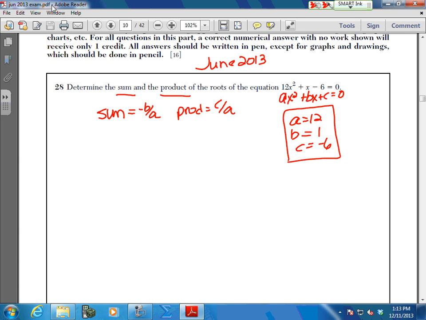Remember to always show work. Even though you can spot it, make sure you show it. So we put in your sum, negative 1 over 12. There's your sum. We do your product, C over A, negative 6 over 12, and reduce this down to those terms.